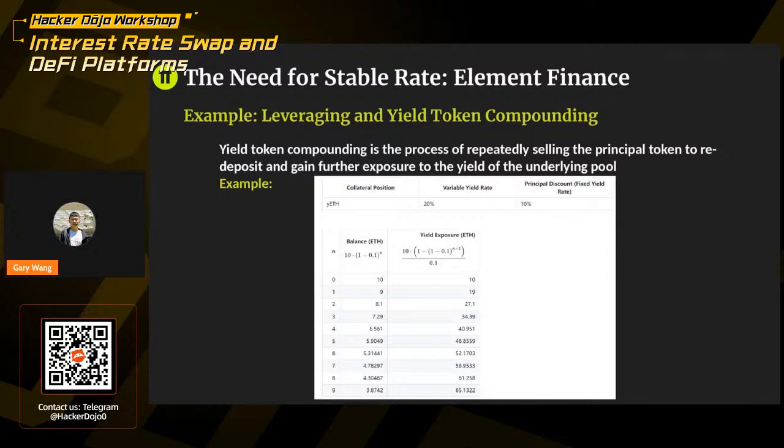If you do it in 2 rounds, you will receive 8.1 principal tokens and 27.1 yield tokens. And if you do it in 9 rounds, you will have 3.87 principal tokens and 65.13 yield tokens. That is over 6 times leverage on the yield token position. And since you are a good predictor for the future market and you think it's profitable, you will receive 6 times more revenue by doing this kind of yield token compounding.